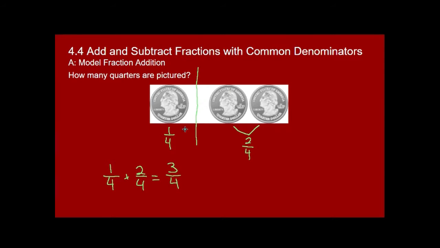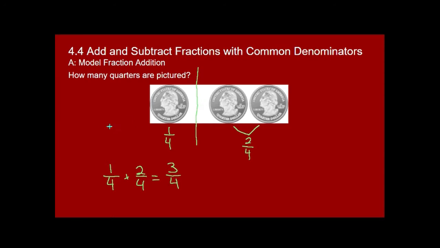Okay, so one thing that you need to note is that you add the numerators, right? But the denominators stay the same. You still have quarters. No matter how many of them you have and you're adding, you still have quarters. Okay, so the denominator stayed the same.